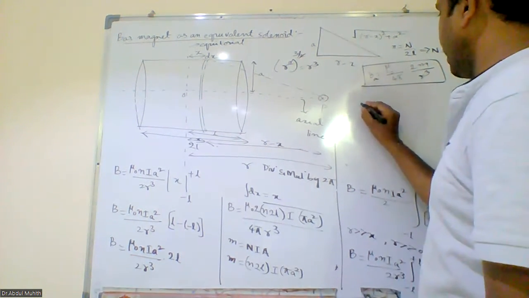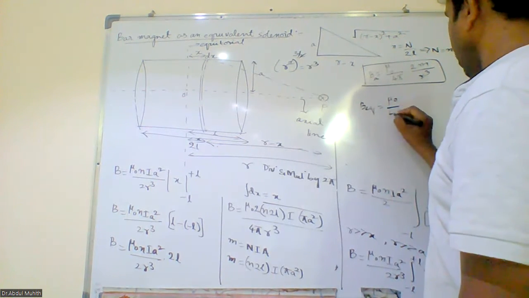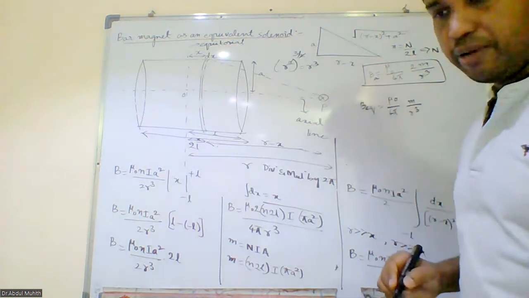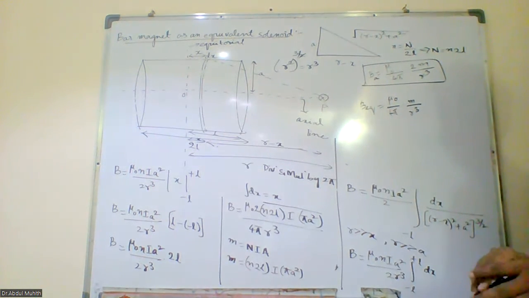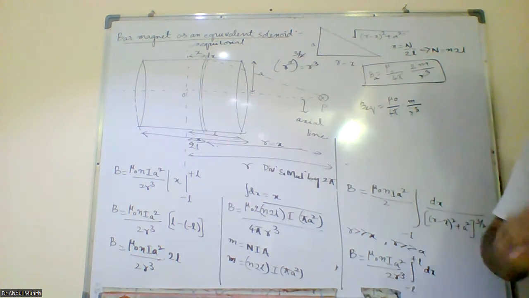So what is the formula for the equatorial line? Mu 0 by 4 pi into m by r cube. Is that clear? Now tell me, what is mu 0? What is mu 0?